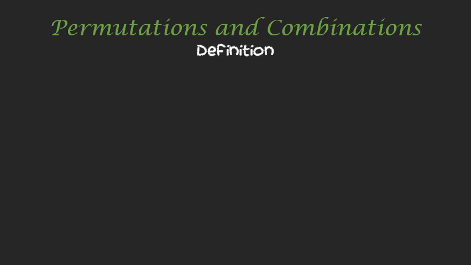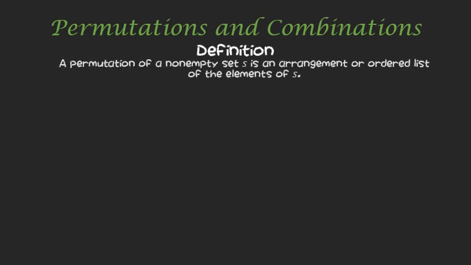First off, a definition. A permutation of a non-empty set S is an arrangement or ordered list of the elements of S. If you give me a set S, remember that starts off unordered. You can give it to me in any order you want. It's still the same set, but a permutation of that set is an ordering of it, assigning a place value to each element of the set.